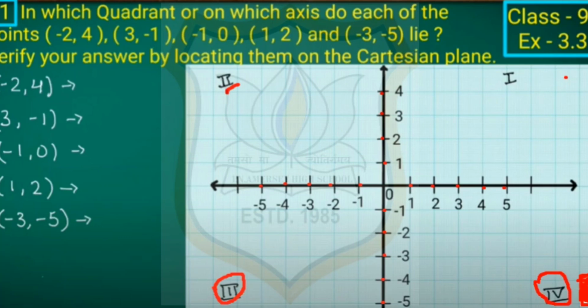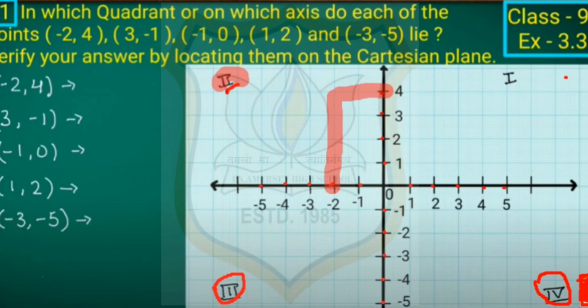First, minus 2 comma 4. First on the x-axis we have minus 2. We plot minus 2 here and then 4 on y. Marking this point, we get minus 2 comma 4. This is in the second quadrant.